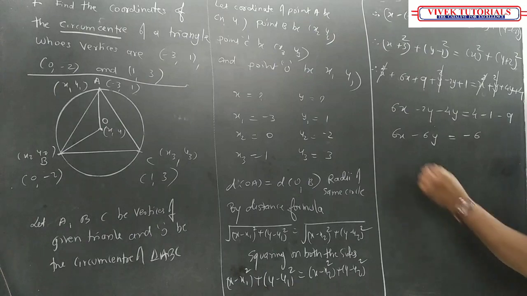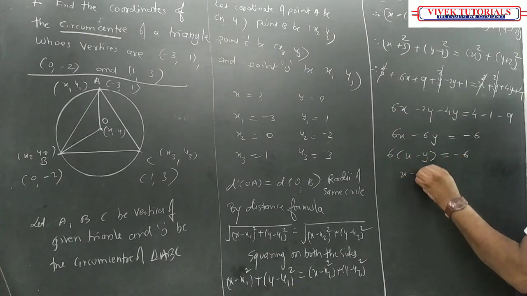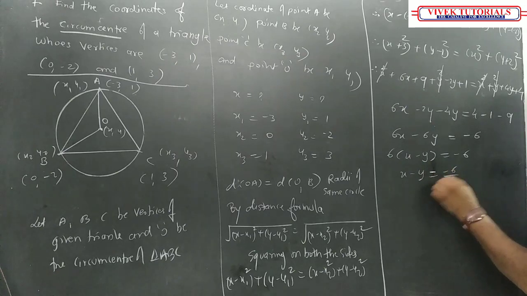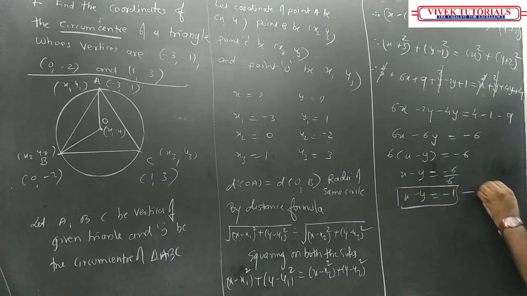Got it? So if I am taking 6 common, x minus y is equal to minus 6 upon 6. X minus y is equal to minus 1. So this is equation 1.